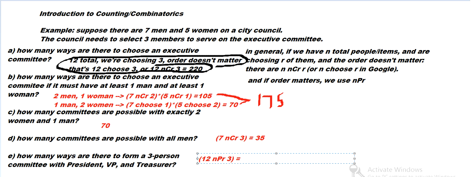Another way to think of that is we're taking the total number of ways to choose an executive committee, that's 220 from A, and then multiplying by the number of ways to rearrange the 3 people, so times 3 factorial. There's 220 ways to pick 3 people for the committee, and then we can rearrange those in 3 times 2 times 1 ways. So that's 220 times 3 factorial, or 220 times 6, and that's 1320.